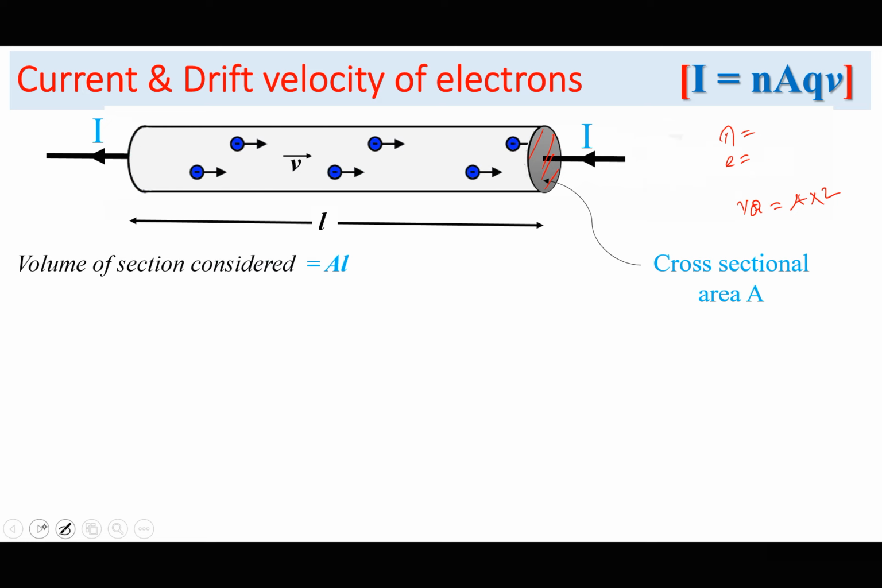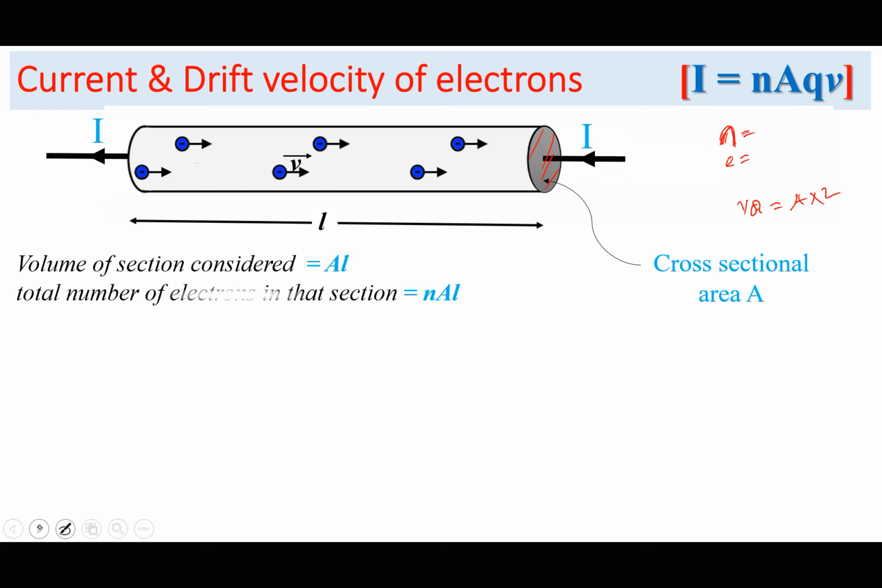Then remember we have n charge carriers per unit volume, and the total volume is A times L. That means the total number of charge carriers, or total number of electrons, is going to be the volume times the number of electrons per unit volume. So the total number of electrons in this section that we have considered is going to be NAL. That is the volume times the number of electrons per unit volume.